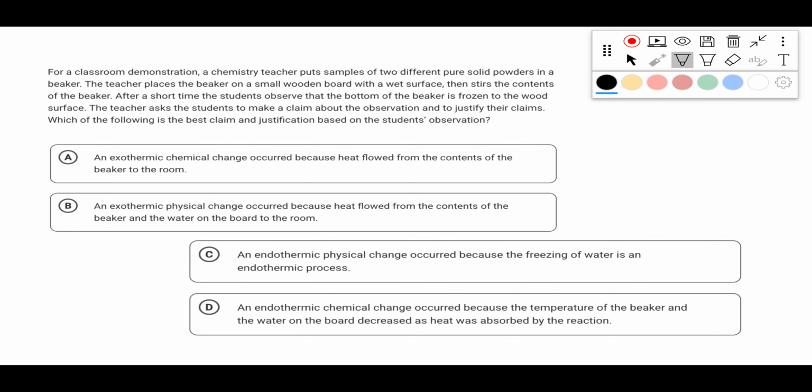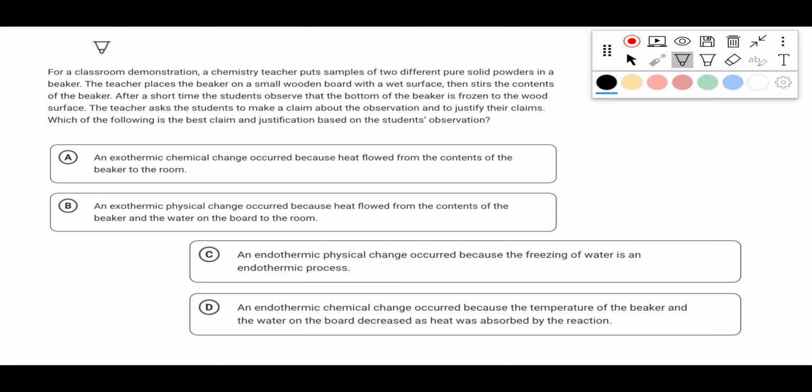So we have several options down below. We have two that are exo and two that are endo, so there's no way to eliminate something that's unreasonable. There's not a distractor necessarily on this one. So we have to think about what's happening. And so let's talk first about what happened to the water.